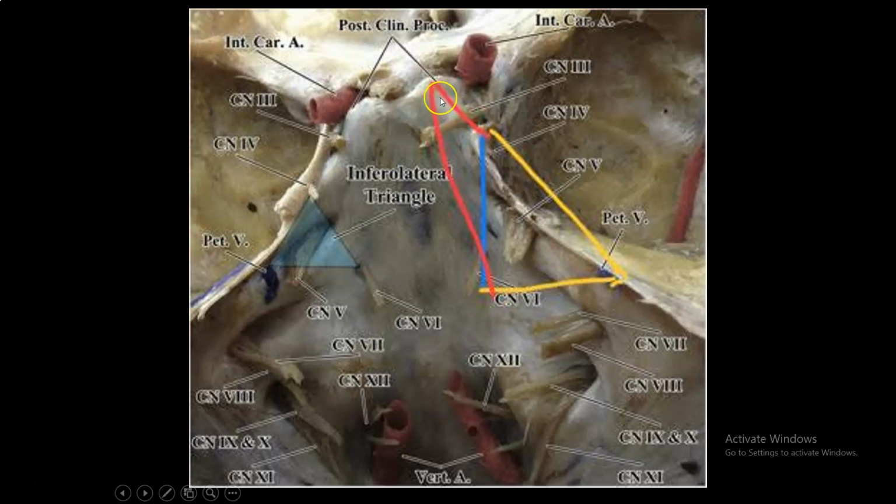The third point for the medial is the posterior clinoid. And the third point for the lateral is the entrance of the superior petrosal vein into the superior petrosal sinus. So the inferomedial triangle is between abducent, trochlear, posterior clinoid. Infralateral triangle between abducent, trochlear, and the entrance of the superior petrosal vein into superior petrosal sinus.